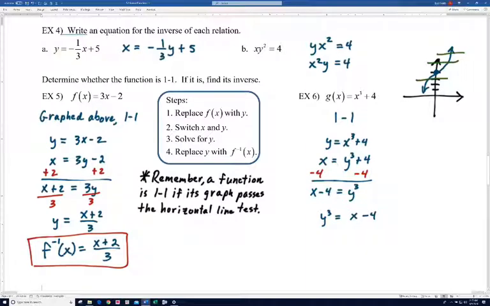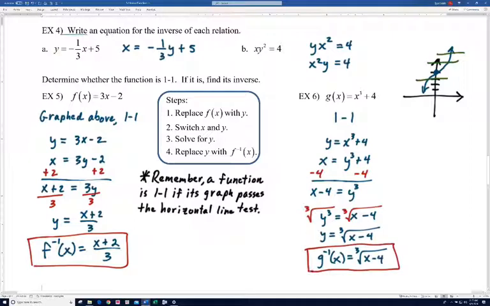So now I need to think, what's the opposite of cubing? Well, that would be taking a cube root. So if I take the cube root of both sides, I'm going to get y on the left, and on the right, it's just going to be the cube root of x minus 4. And then don't forget your last step. You're going to get g inverse of x is equal to the cube root of x minus 4. All right, I'm going to go ahead and stop this video here, and I'll finish up in another video.